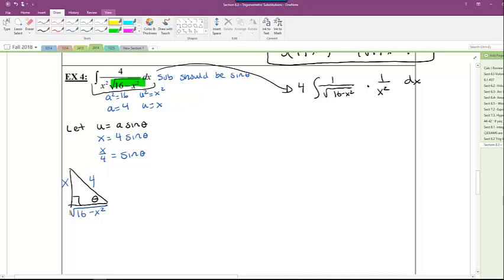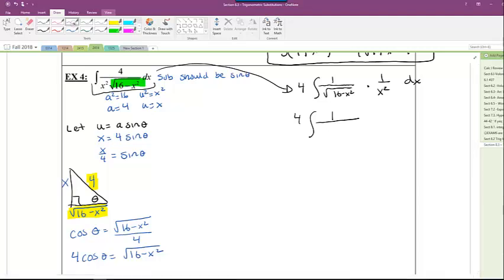Well, looking at my triangle, I know that that's going to involve the adjacent side and the hypotenuse. So adjacent and hypotenuse is going to be cosine. So I know that the cosine of theta would equal the square root of 16 minus x squared all over 4. If I solve for the square root of 16 minus x squared, which is what I'm trying to substitute, I get that 4 cosine of theta is equal to the square root of 16 minus x squared. So coming back over here, I can replace the square root of 16 minus x squared with 4 cosine of theta.